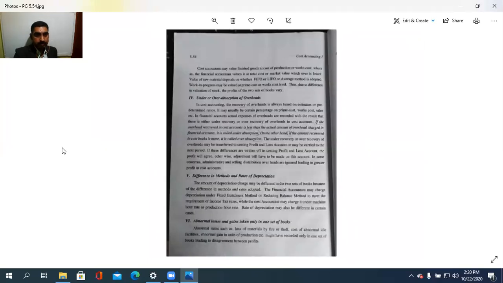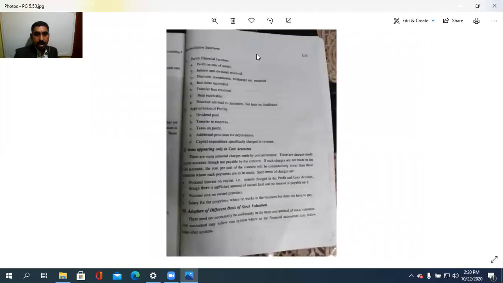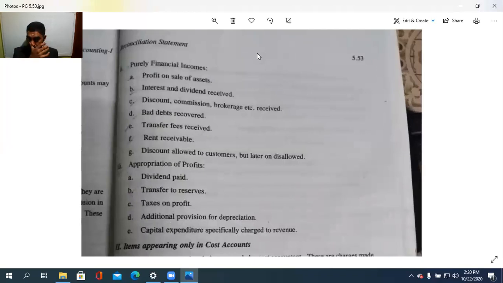പിന്നെ രണ്ടാമത്തെ കേസ് പ്യുവർലി ഫിനാൻഷ്യൽ ഇൻകം. അപ്പം പ്യുവർലി ഫിനാൻഷ്യൽ എക്സ്പെൻസസ്, പ്യുവർലി ഫിനാൻഷ്യൽ ഇൻകം ആൻഡ് ഓൾസോ അപ്രോപ്രിയേഷൻ ഓഫ് പ്രോഫിറ്റ്. So purely financial income, loss on sale of asset അപ്പുറത്ത് കാണിച്ചു.